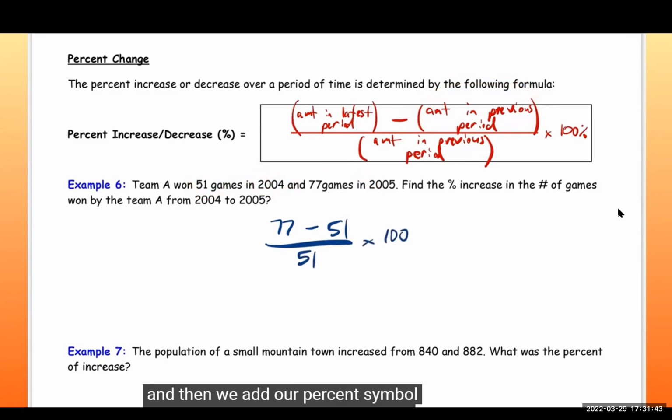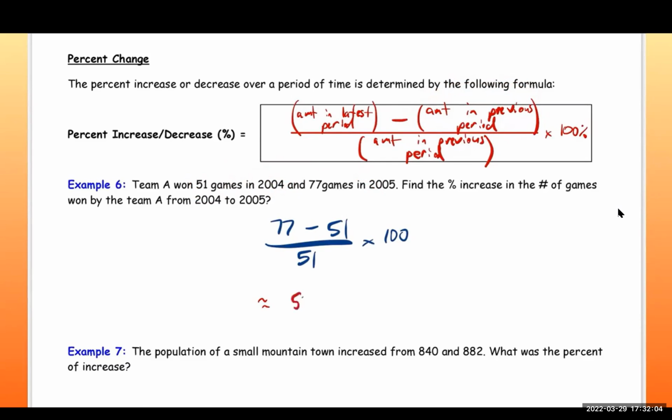So this is going to be approximately, let's find out, 77 minus 51, 26 divided by 51. I'm just going to go ahead and keep that number in my calculator and then just type times 100, which is finally going to give me 50.98%. All right, so 50.98% is the percent increase in games won.